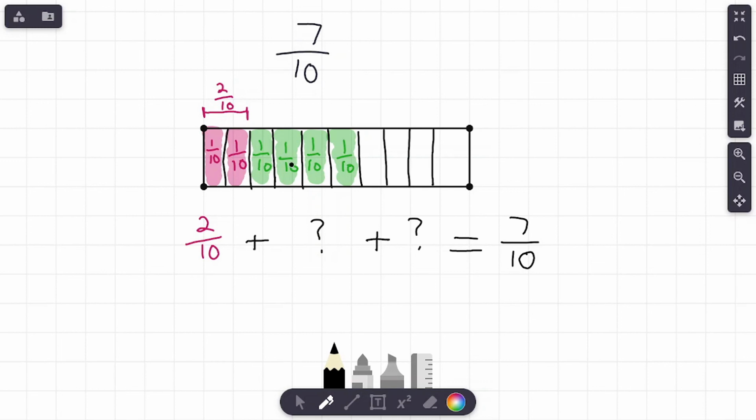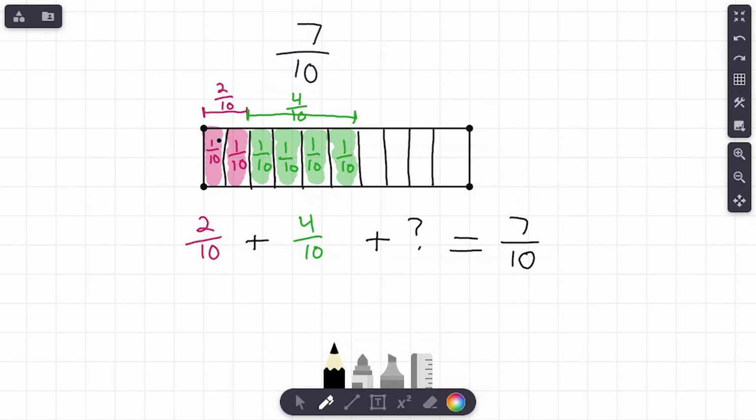How many greens do I have, y'all? Let's see. From here to here, that's 1/10, 2/10, 3/10, 4/10. Okay. So I've got 4/10 here. I've got 2/10 here. Let me write down 4/10. Okay, let's see how many tenths we're at so far. Because remember, we're trying to decompose 7/10. We're trying to break it apart.